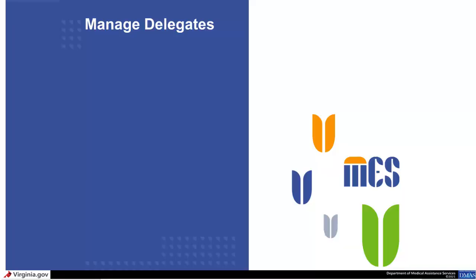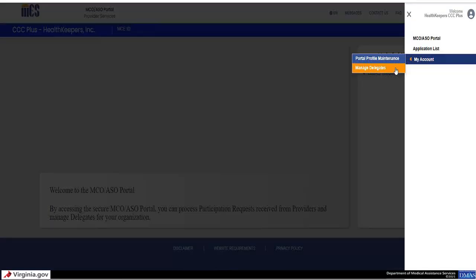Next, we are going to learn how to create new delegates and manage existing delegates. The Manage Delegates functionality allows MCOs to create and maintain delegates who can work in the MCOASO portal on behalf of the primary user. An MCO can have multiple delegates, such as administrative or clerical staff, to perform different functions to access delegate functionality.